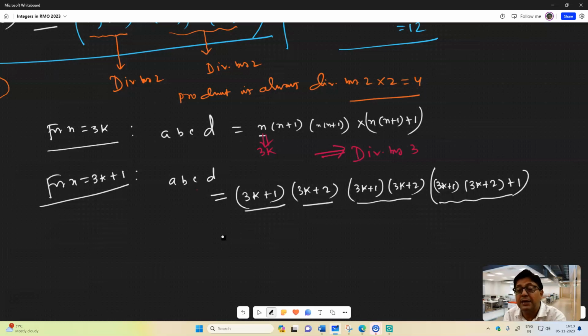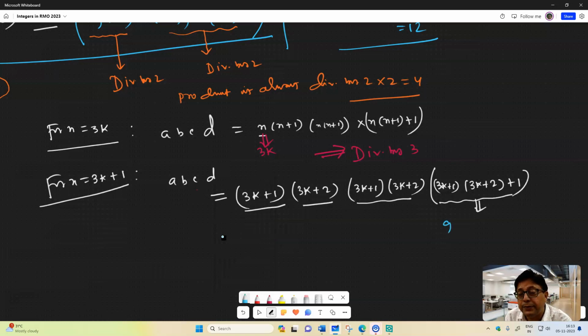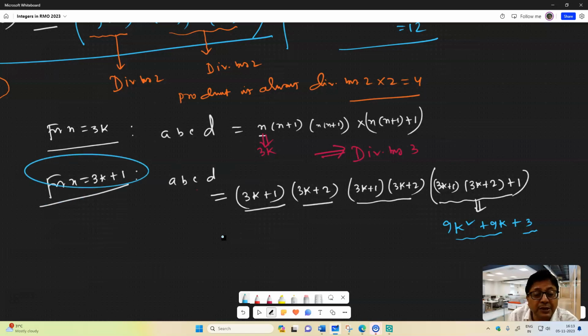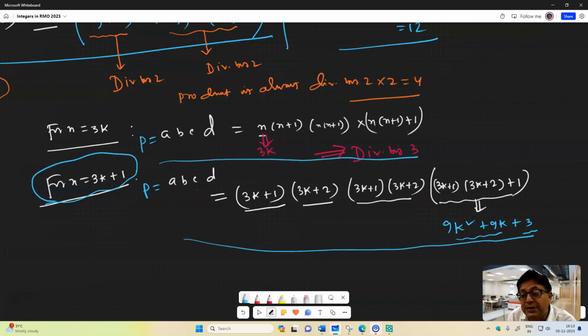Why this is divisible by 3? Because if you expand it, this will give you 9k square plus 9k plus 2 plus 1, 3. Since this sum is divisible by 3, plus 3 also divisible by 3. So now for n equal to 3k plus 1, also ABCD, this product P equal to ABCD, it was divisible by 3, this time also it is divisible by 3.